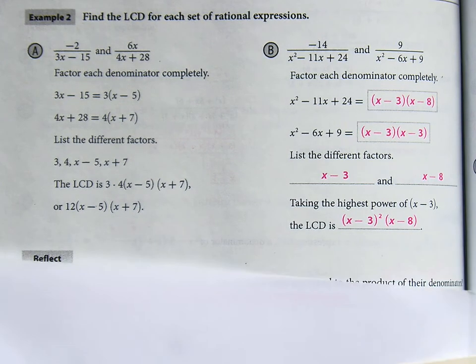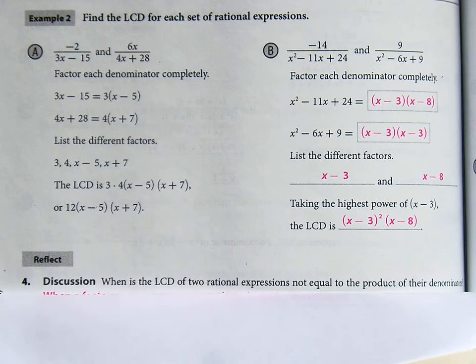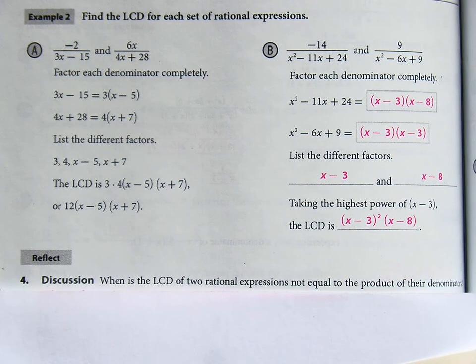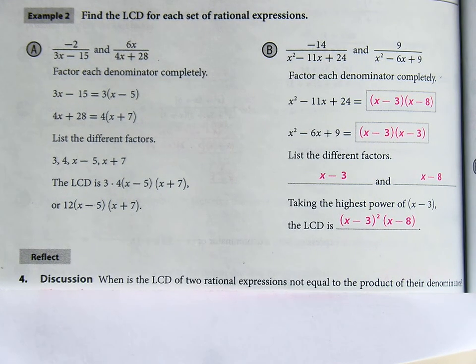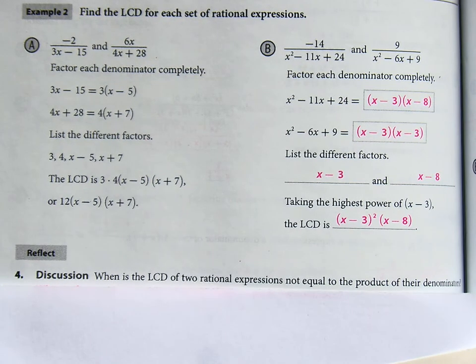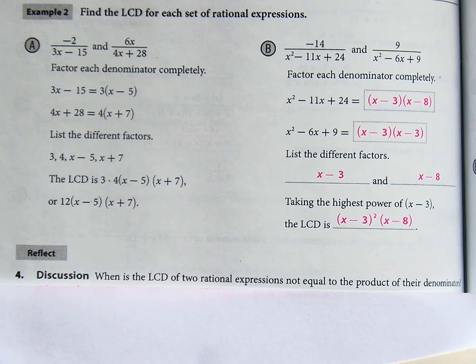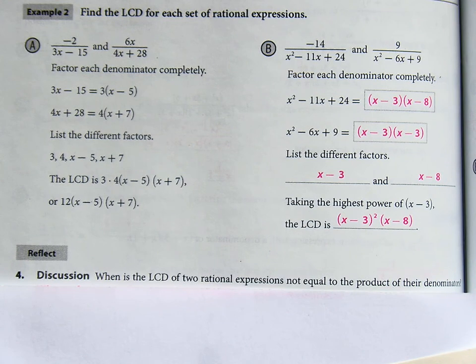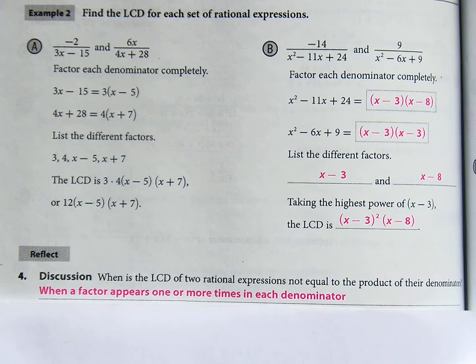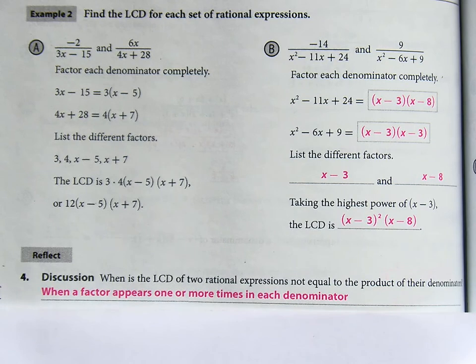So, reflection. When is the lowest common denominator of two rational expressions not equal to the product of their denominators? When a factor appears one or more times in each denominator. And that's kind of what we had going on in that one.